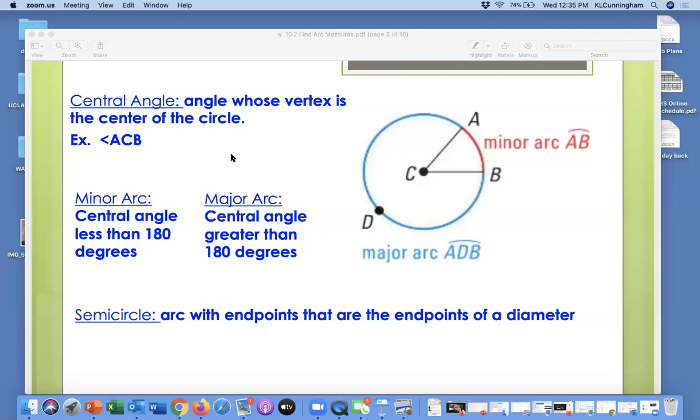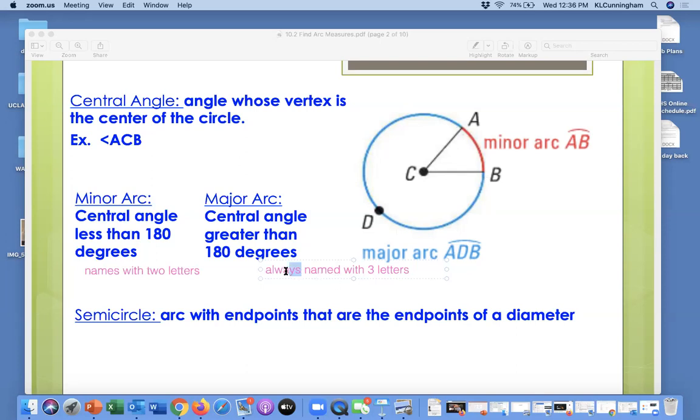A minor arc is less than 180, and it is usually named with two letters and an arc over it. Look here in red, minor arc AB, and the symbol to let us know it's an arc is this curvature over AB. Now a major arc is always named with three letters. So that's how you can always know it's a major arc. Look here, major arc ADB. That means start at A, go through D, end at B.